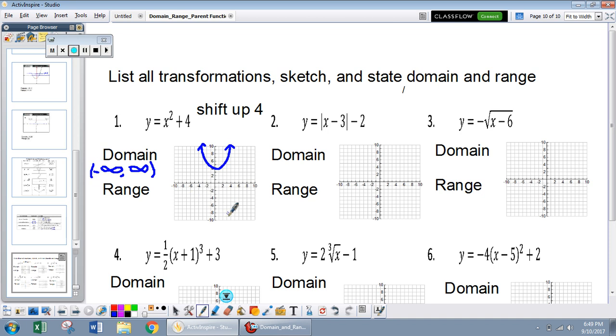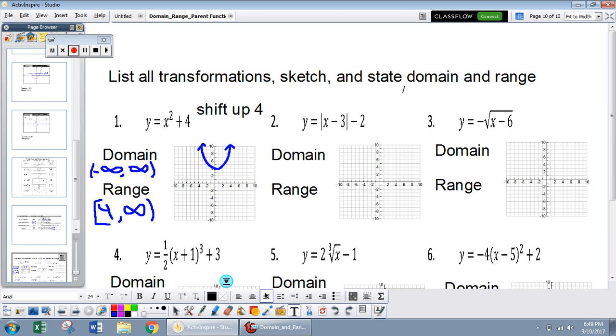Well, what about the range? So now let's take a look. What's the lowest y value that we have? Well, we said it was shifted up 4, so 0, 4 is our minimum, so the minimum point is 4. And did the function touch it? It sure did. That's the vertex. And it would open up forever, which would take us to infinity. So there's our domain and range. And again, feel free to pause this at any point and try them yourself and go back and see if you got it right. Okay, so next one.